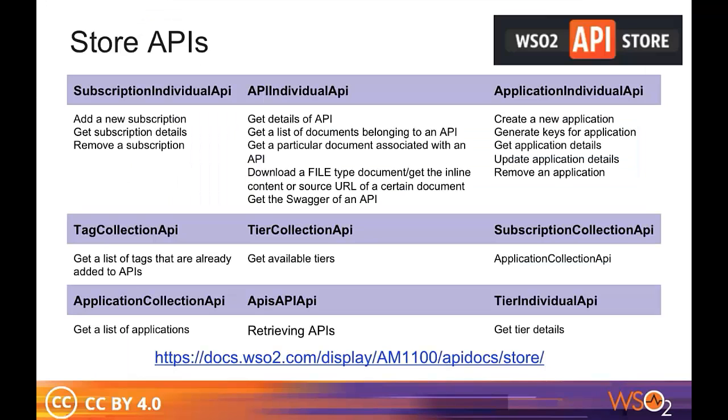The store APIs contain multiple REST APIs that are used to perform the store's operations. These APIs are grouped as Subscription Individual API, API Individual API, Application Individual API, Tag Collection API, Tier Collection API, Subscription Collection API, Application Collection API, APIs API, and Tier Individual API.